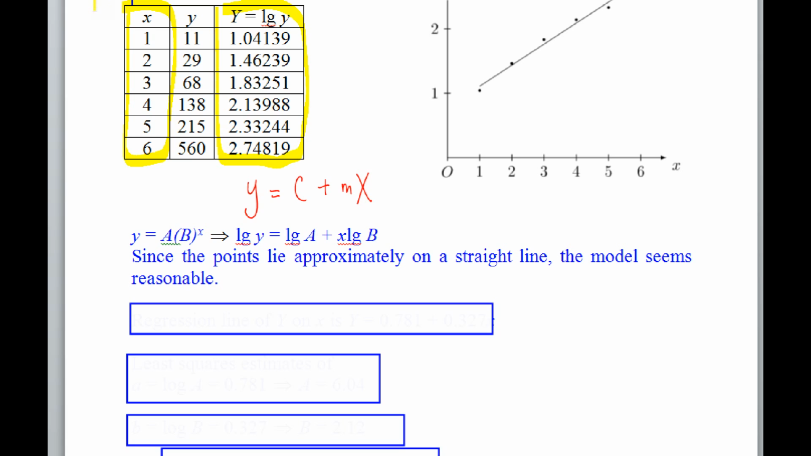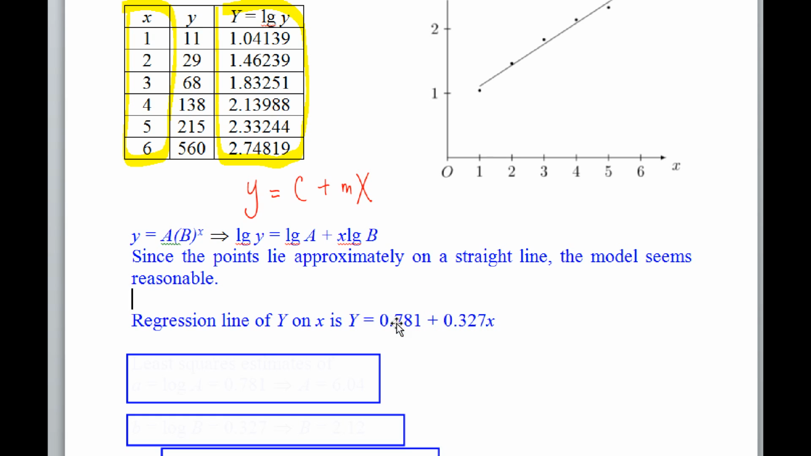Alright, so then you should be able to find the regression line of Y on x, big Y. Big Y essentially means log y. Note this is big Y, not the small y that we have. This is actually log small y.